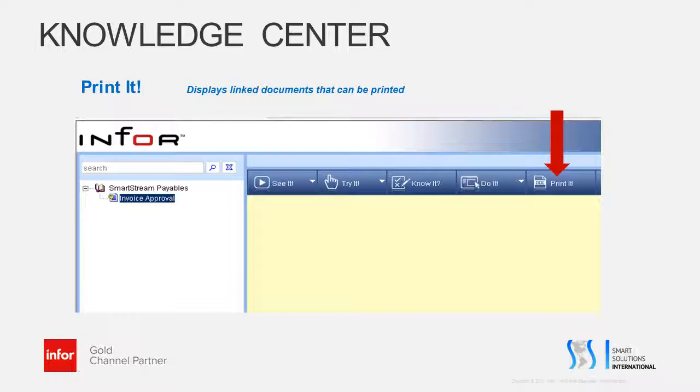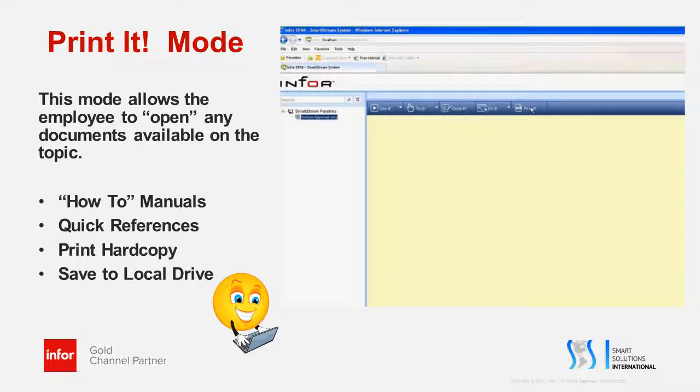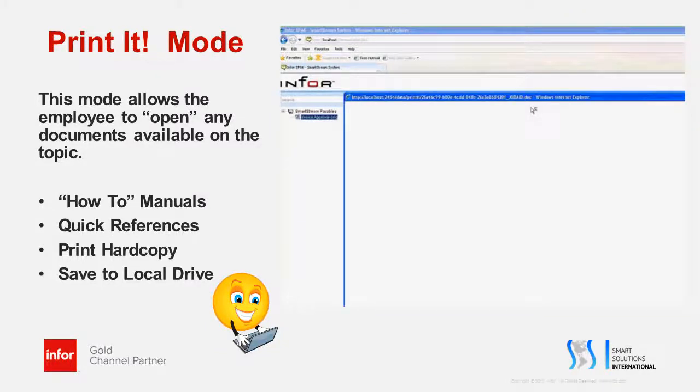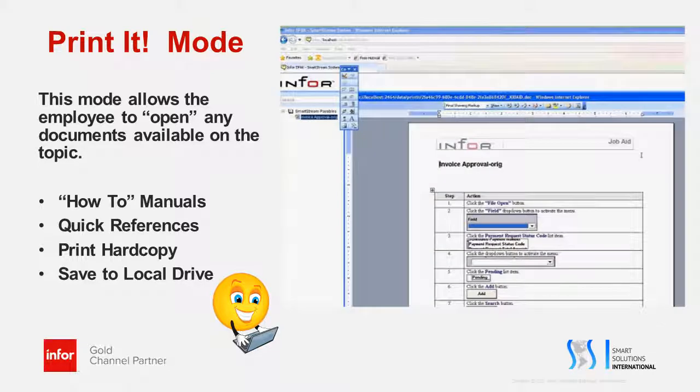The last tab is the Print It function, which allows just that. It's the ability to print the job aid document. Here we watch as the employee accesses the Print It tab, where they can open or save the job aid document, which is a quick reference guide.